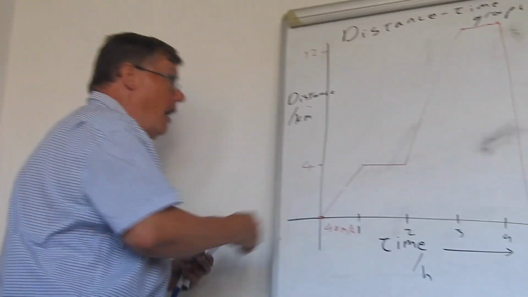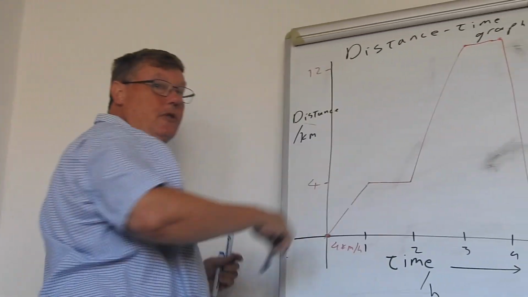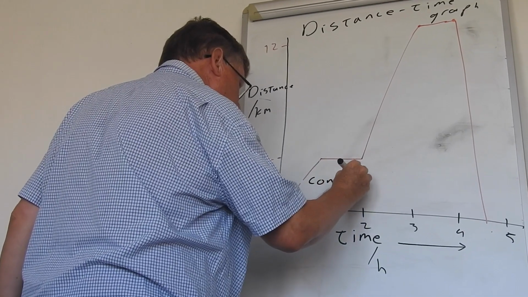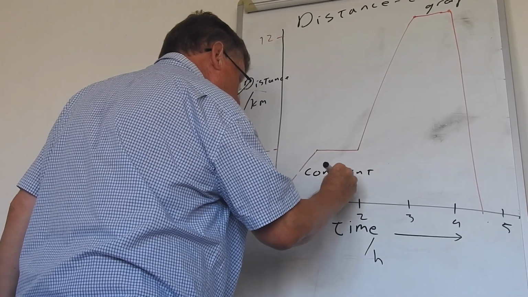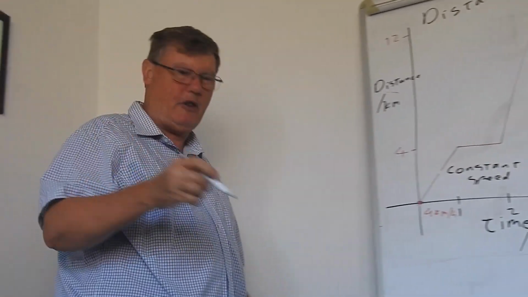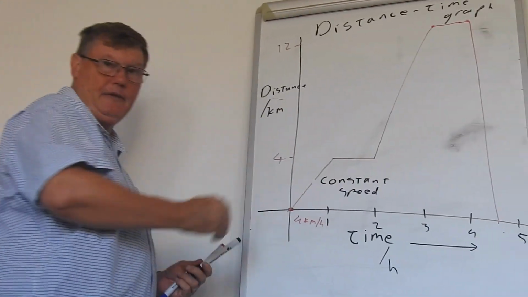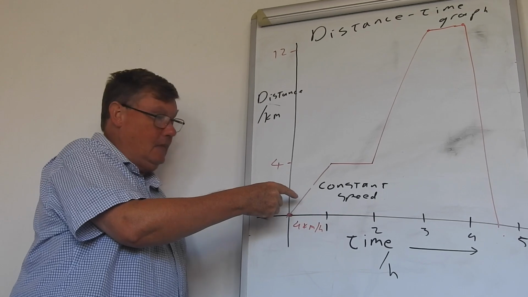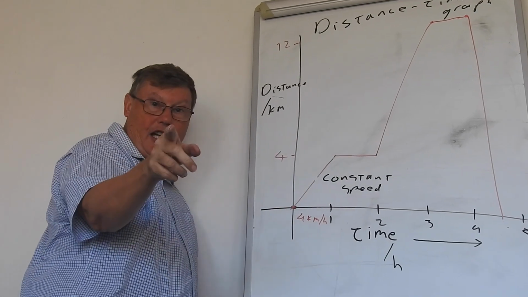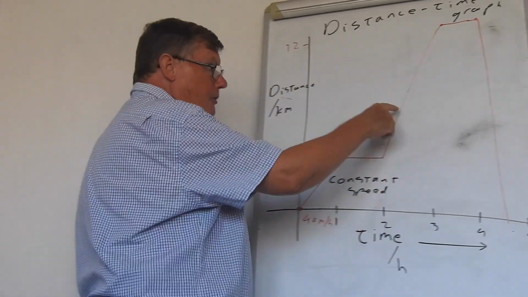So a straight line on a distance time graph means a constant speed, or velocity, but we're not going to talk about velocity right now. A constant speed. That was a constant speed. That was a constant speed. In this case, 0. And that was a constant speed.